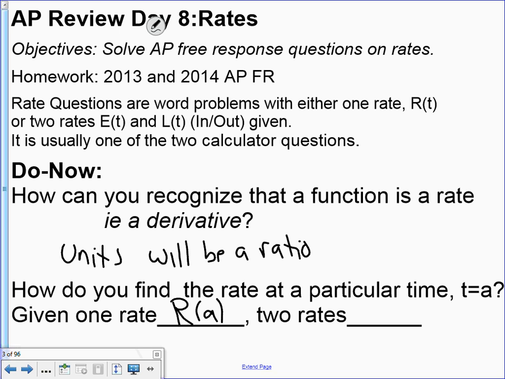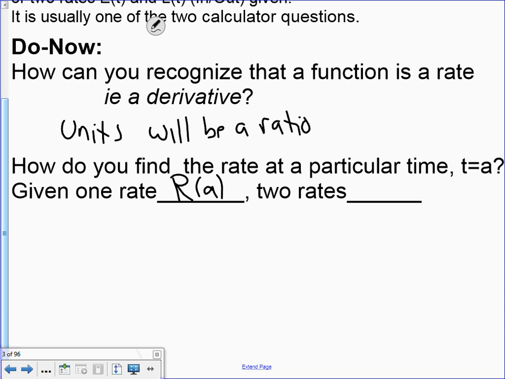Now we'll see if you remember this one. What if it's a rate in, rate out problem? Rate in E of t, rate out L of t, and they want you to find the rate of change at a particular time, t equals A. Yeah. E of A, rate in at A, minus L of A, rate out at A. That's all. They're just looking for the rate. You don't have to do anything to it. If they just want to know how fast the quantity is changing at a particular time, just plug the time in. You just have to know that you have to do rate in minus rate out there.